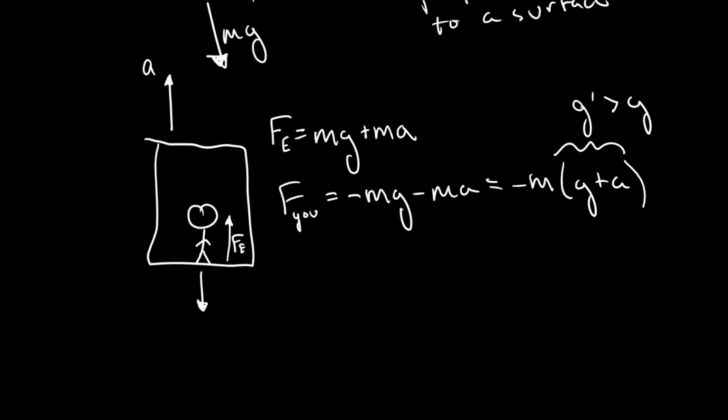But this is exactly why you feel heavier when an elevator starts to go up. The elevator starts accelerating, and it has to push you up. You feel an equal and opposite force going down, which your brain tells you is a stronger force of gravity, so you feel heavier. It's pretty cool stuff.